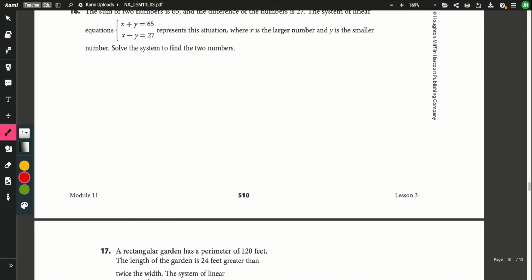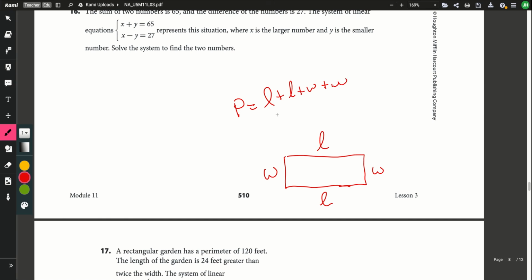A rectangular garden has a perimeter of 120 feet. So let's draw it, right? What do you know about this? Here's the width, here's the length, here's the length, here's the width. What is the perimeter? Perimeter is L plus L plus W plus W, or 2L plus 2W, right? And what do we know about the perimeter? It is 120 feet. So we are going to write this as 120.